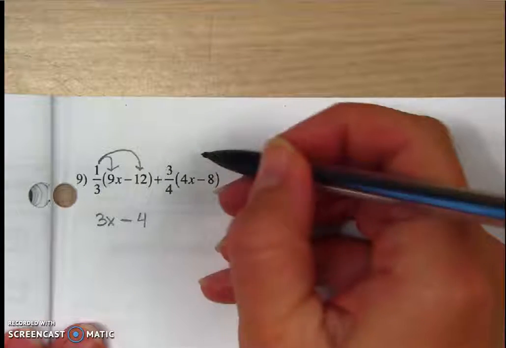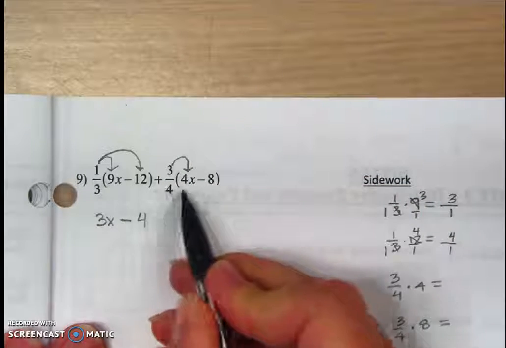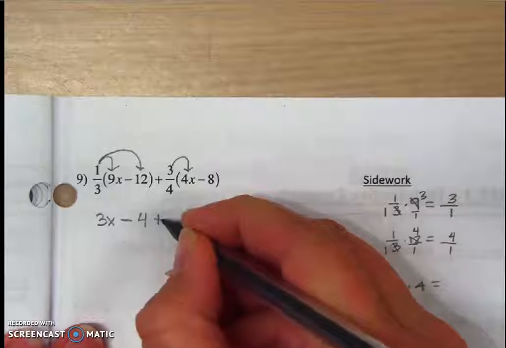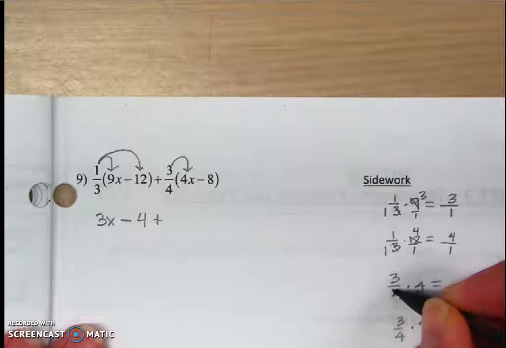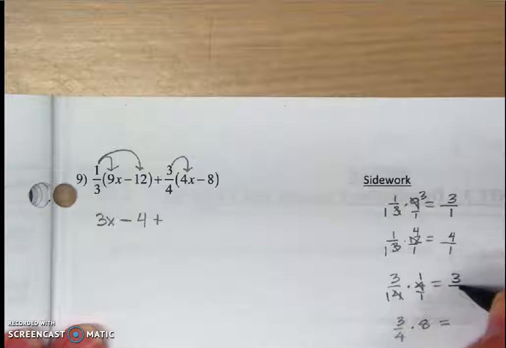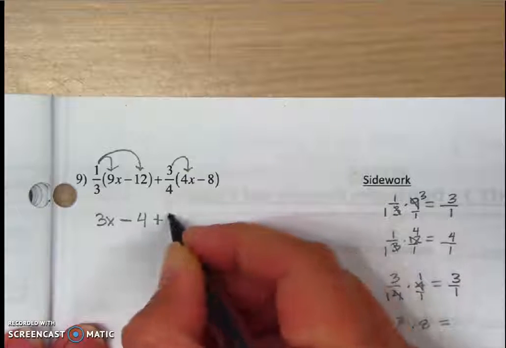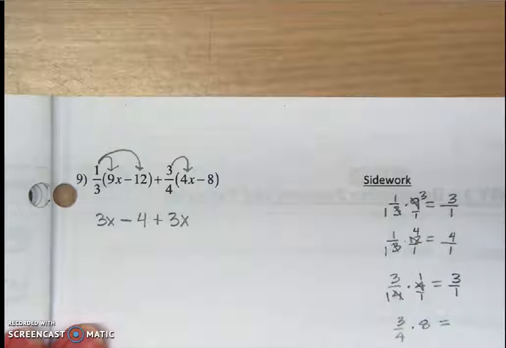My next distribution distributes a 3/4 to the 4x. I can see it's going to be positive, so I'm going to write a positive sign. And then I need to work out 3/4 times 4. Remember to cross cancel. 4 goes into 4 once. 4 goes into 4 once. And I end up getting 3/1, which is just 3. That one had the x though, so I'll also write the x.